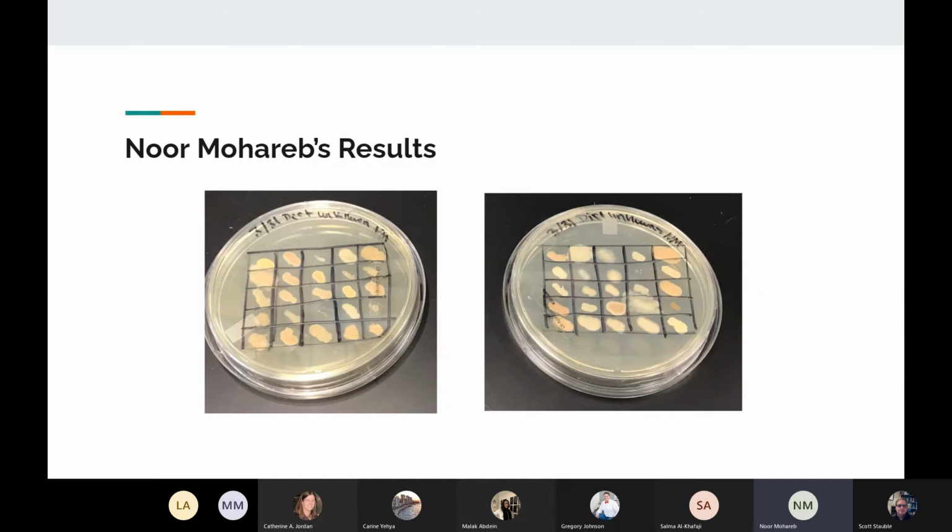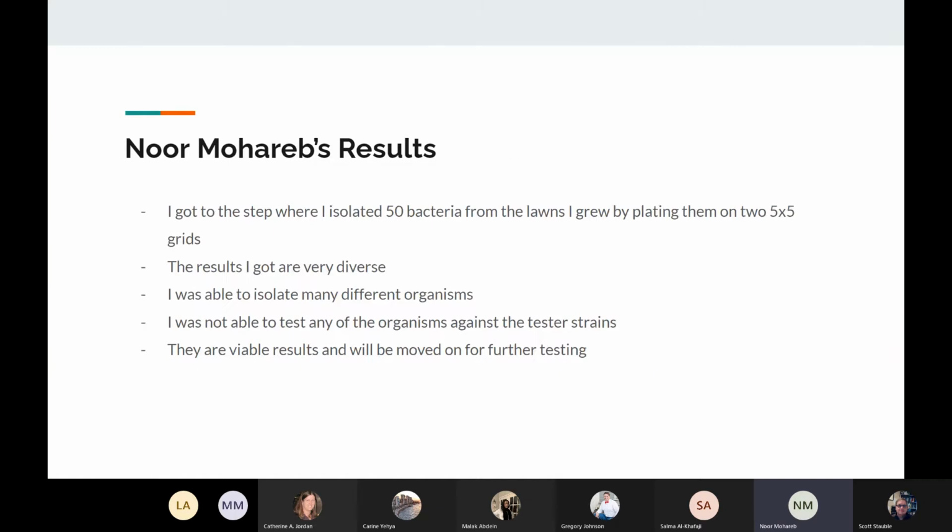Could you please go back up, please? Thank you. So I was able to isolate many different organisms, but I was not able to test any of the organisms against the tester strains yet, and I will do that. They are viable results, and they will be moved on for further testing in the future.